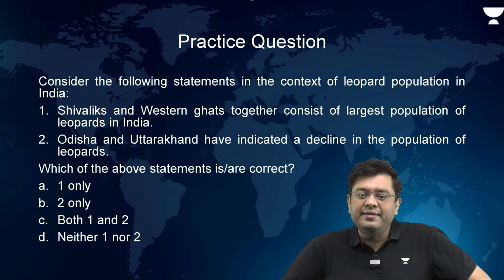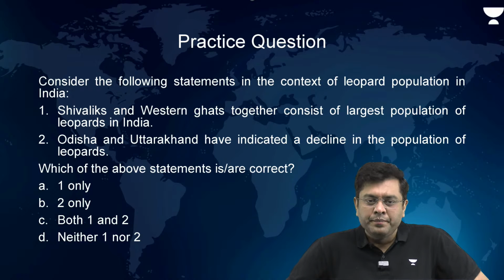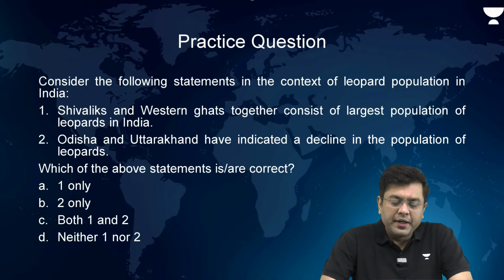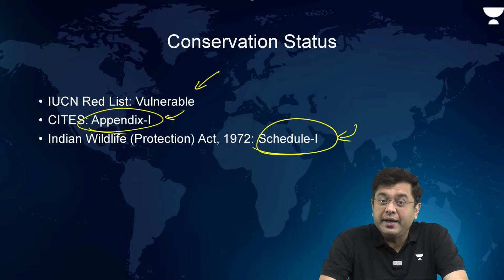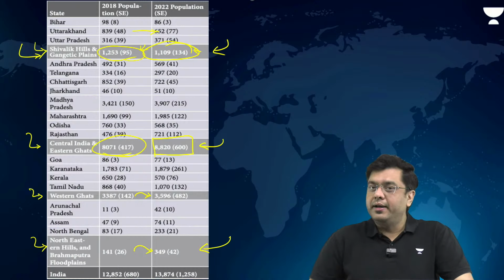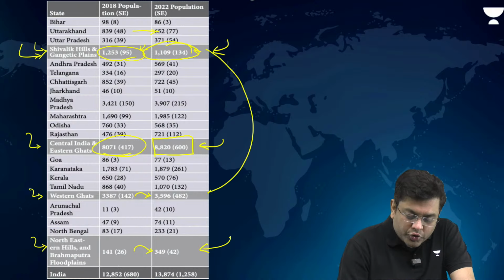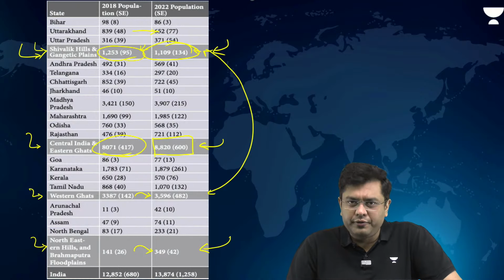Danish, CITES basically is a convention, which is the Convention on International Trade in Endangered Species of Flora and Fauna. Okay. So here, Shivaliks and Western Ghats together, do they consist of the largest population of leopards? No, they don't. Largest population of leopards is where? In the region of central India. That is where the population is more than 8,000, about 8,800. Shivaliks and the Western Ghats put together comes out to be close to around 4,500, still almost around half.